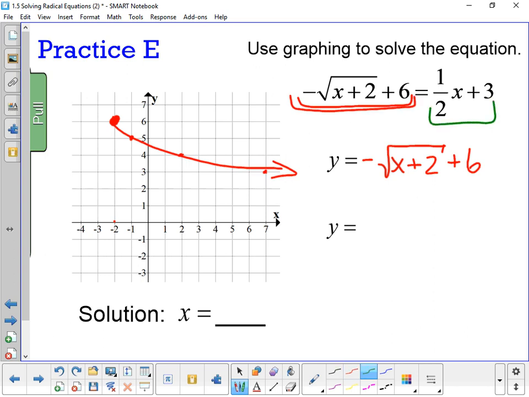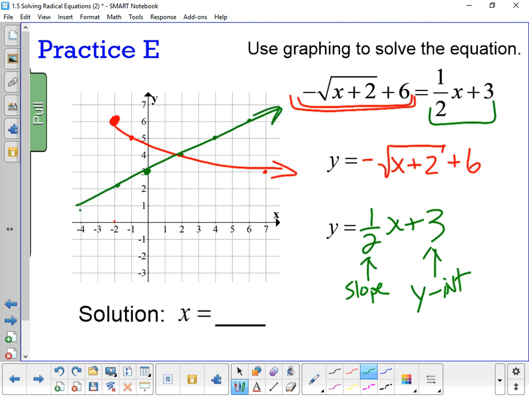Second part of the equation, 1/2 x plus 3 is a line. Remember, this is the y-intercept. So it starts at 3, and this is the slope. So we go up 1 over 2, up 1 over 2, up 1 over 2. So there's our two equations, and you can see they intersect right here. So the solution, we're looking for an x value. These things cross when x is equal to 2.